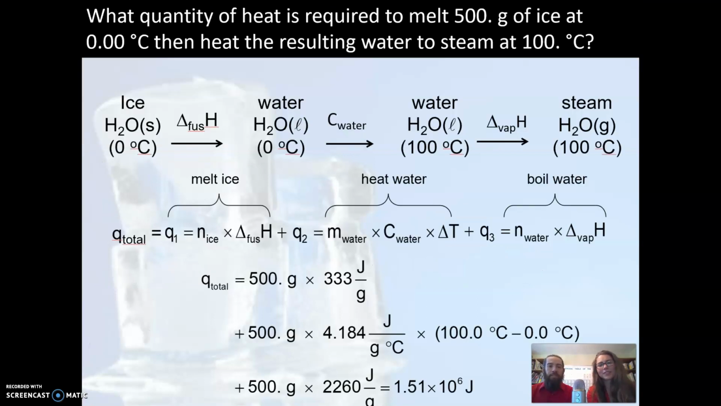All right, here's your answer. And in fact, you have 3 steps. So you have to melt the water, then heat the water, and then vaporize the water. And you're going to add all of these together. And this really walks you through. You have your 3 pieces here. And this is your final answer where you added all 3 of those pieces together.